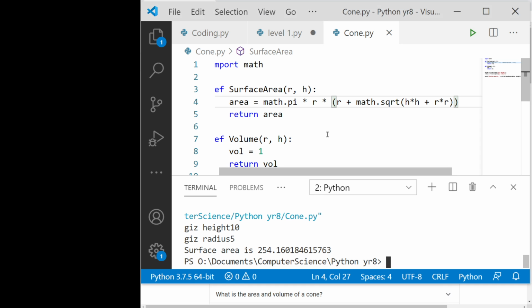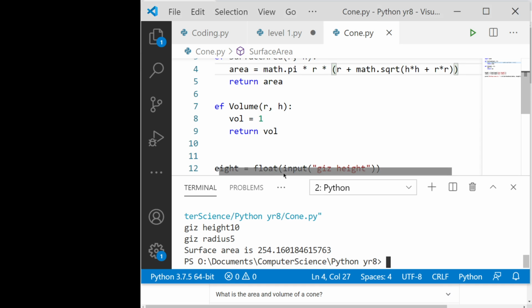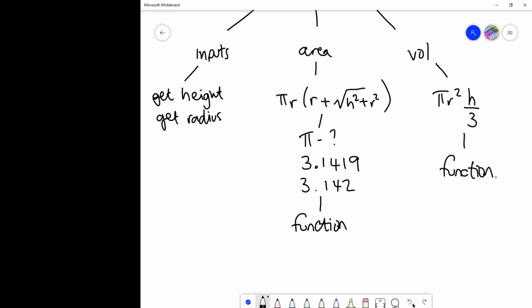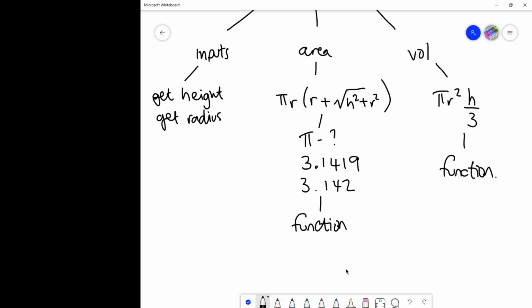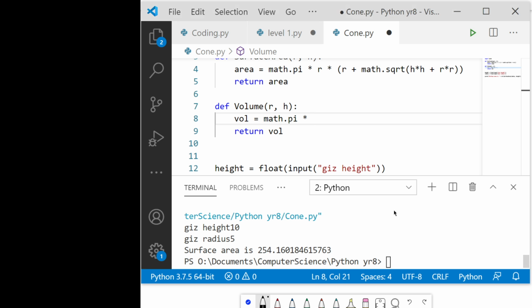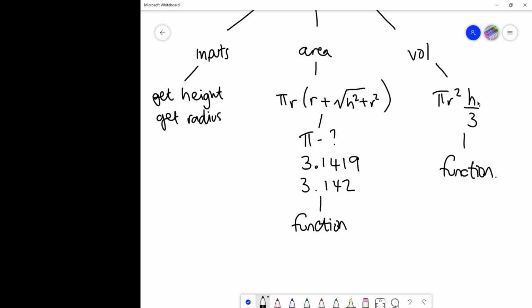Okay, so now we've had success with that one. I'm going to have a go at doing the volume one, which was simpler, wasn't it? So the volume was just pi r squared times h over 3. Hopefully, math pi again. So I'm going to say math.pi. Oh, my short-term memory's so bad. Was it r squared? So r times r times h divided by 3. Yeah, it was r squared. Yeah, pi r squared h over 3.